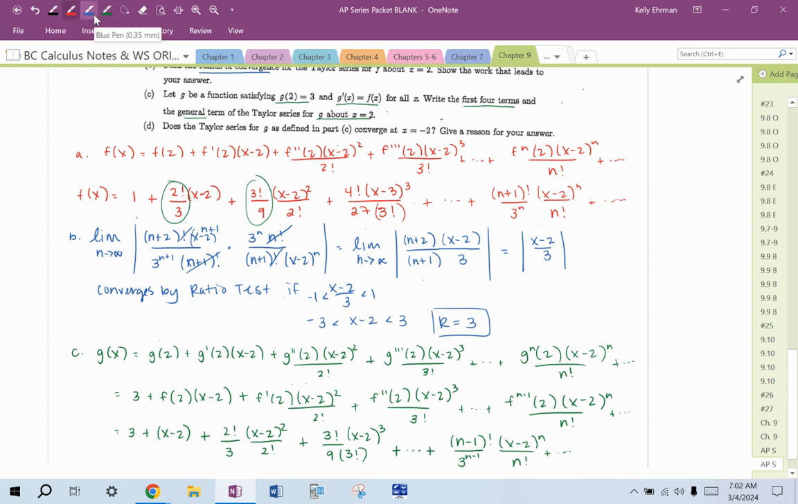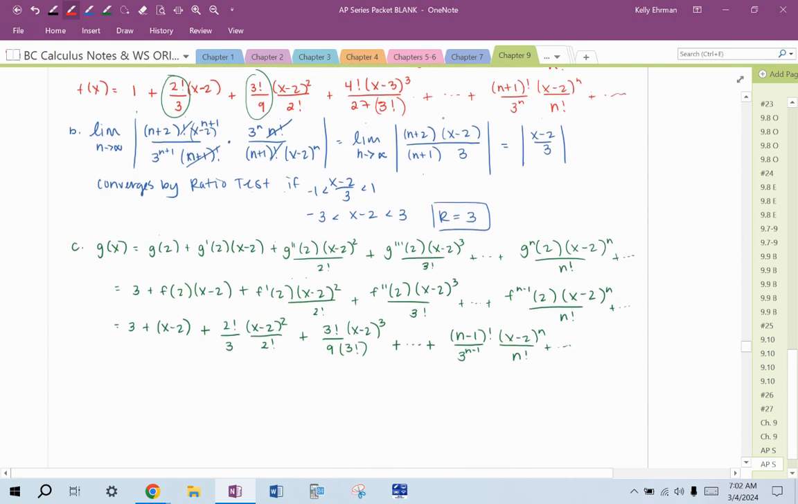All right, and then part D. Does the Taylor series for g as defined in part C converge at x equals negative 2? Give a reason for your answer. So remember, we had this radius of convergence for f. That was a radius of convergence of 3. And g of x is built upon those f of x values. So I have a feeling we could probably get away with still using that radius, but I'm not 100% certain.